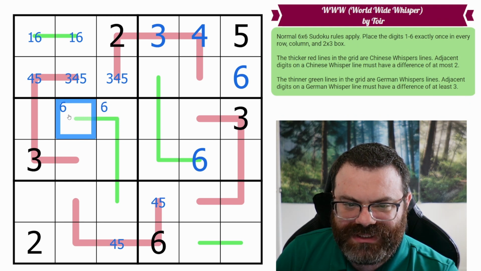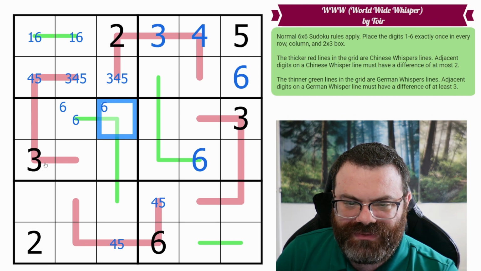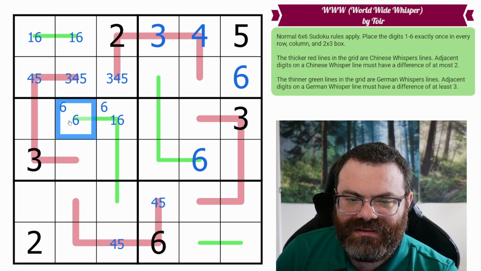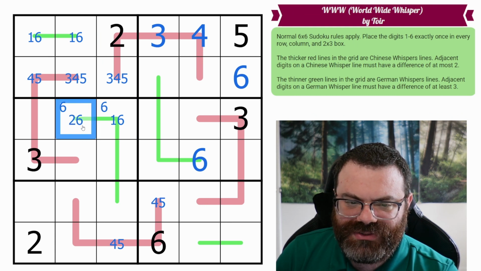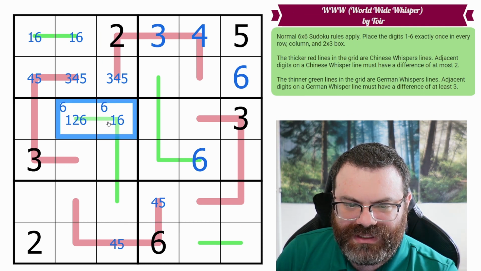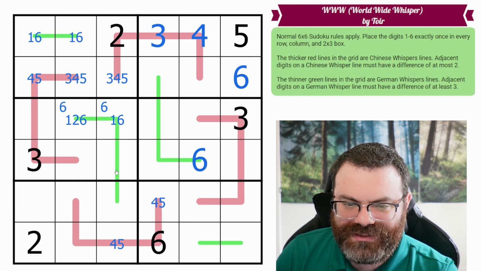So if this was a 6, then this cell could not be 2 or 3. So it would be a 1, just like up here. If this was the 6, then this cell could be a 1 or a 2. I got confused. So that's the only thing we can put in these cells. Otherwise, we end up with no 6. So from this 1, 6, we can basically reach anywhere.